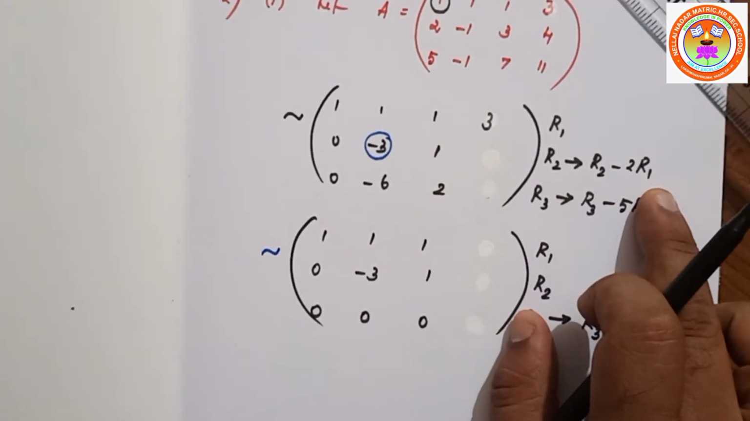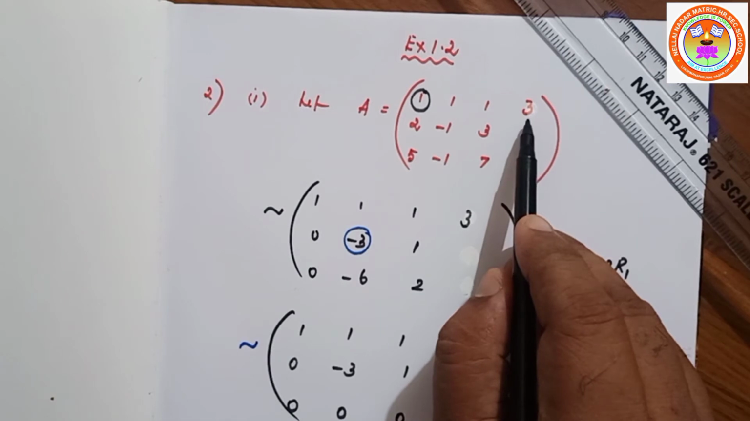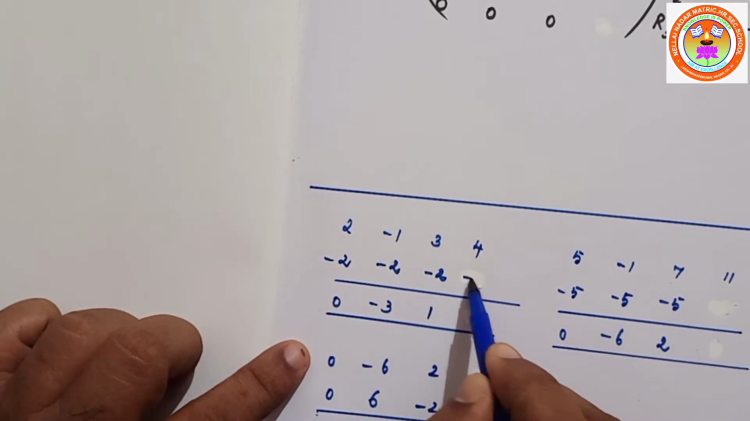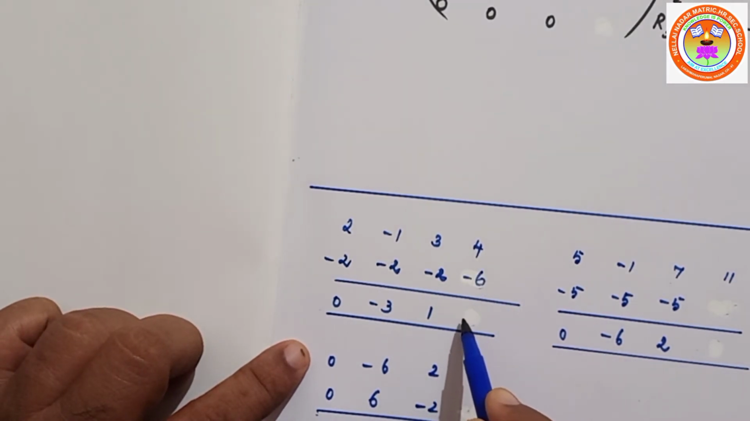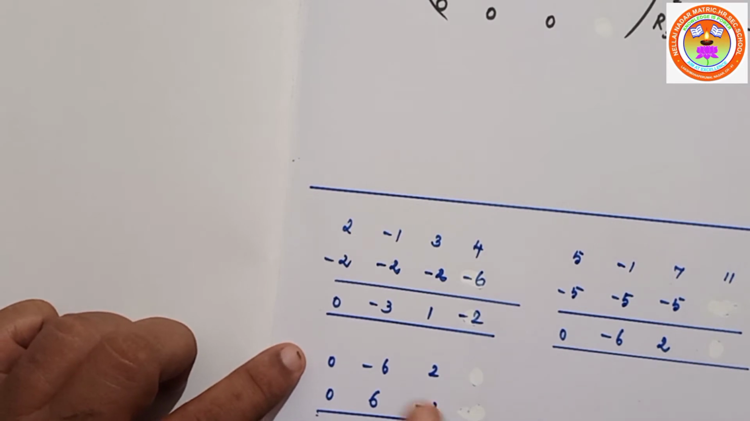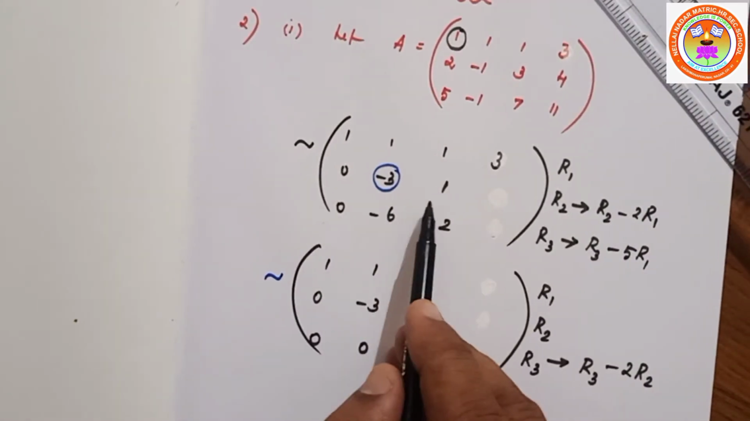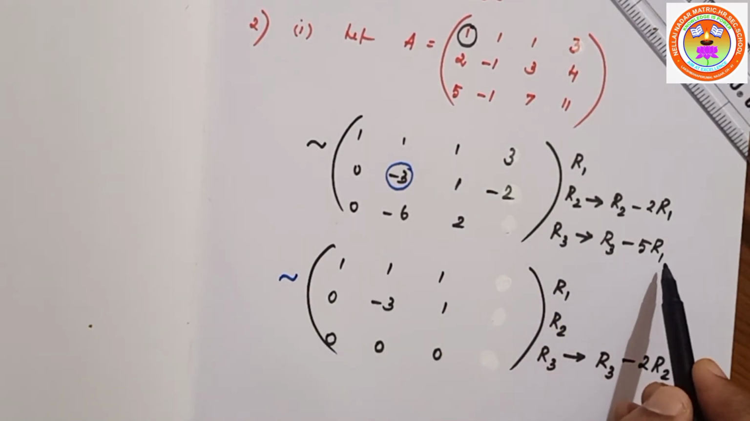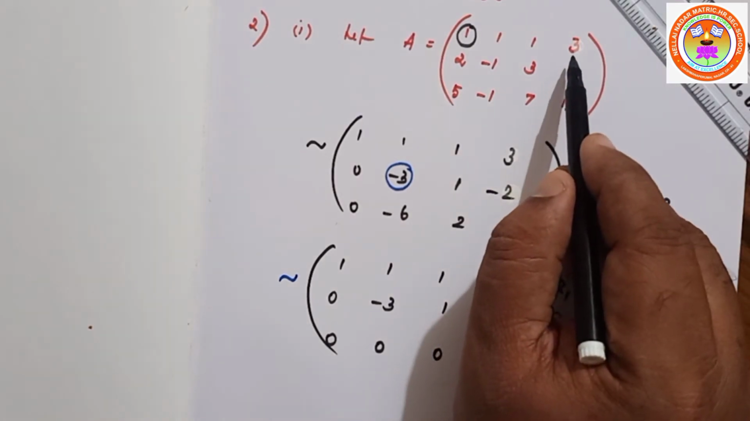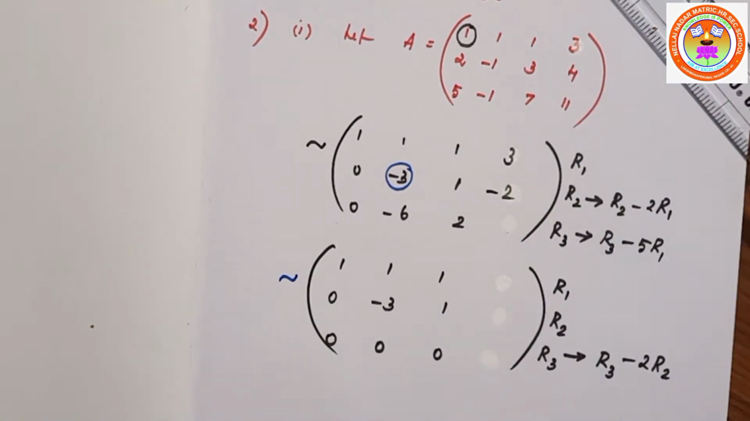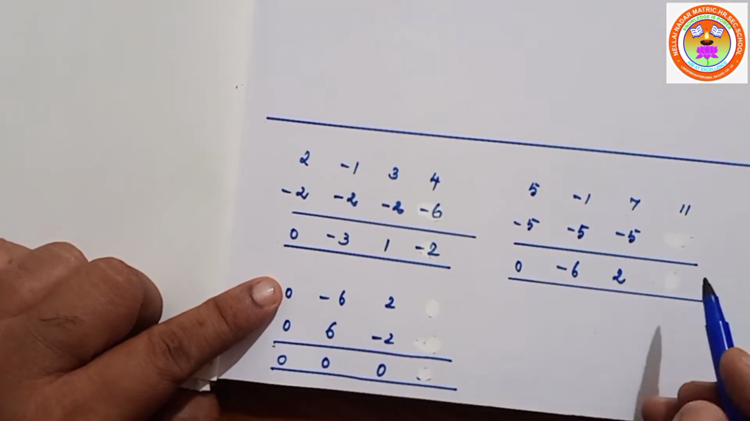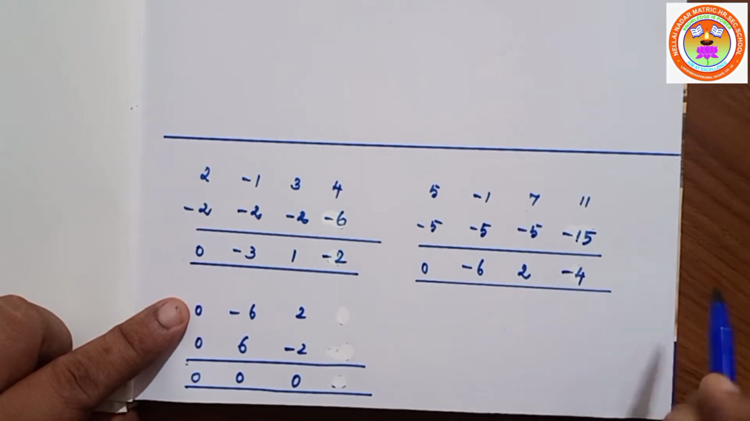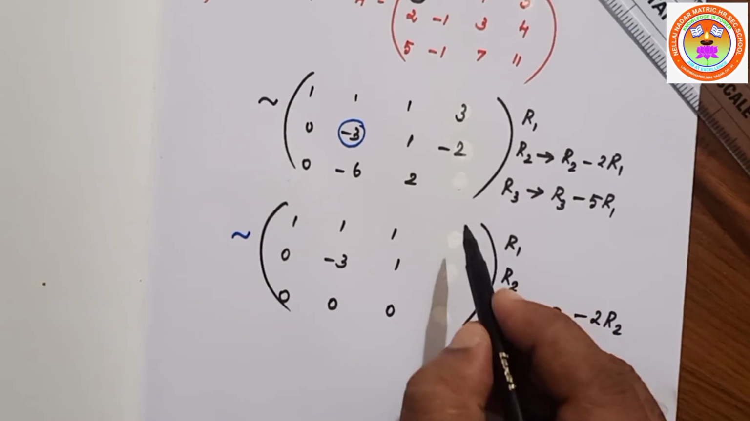Now R2 minus 2 R1. If you multiply it by minus 2, 3 into minus 2, that is equal to minus 6 over here. 4 minus 6, that is equal to minus 2. So 0, minus 3, 1, minus 2. Like that, R3 minus 5 R1 means if you multiply it by minus 5 into 3, that is minus 15. Here minus 15. 11 minus 15, that is equal to minus 4. So minus 4 over here.